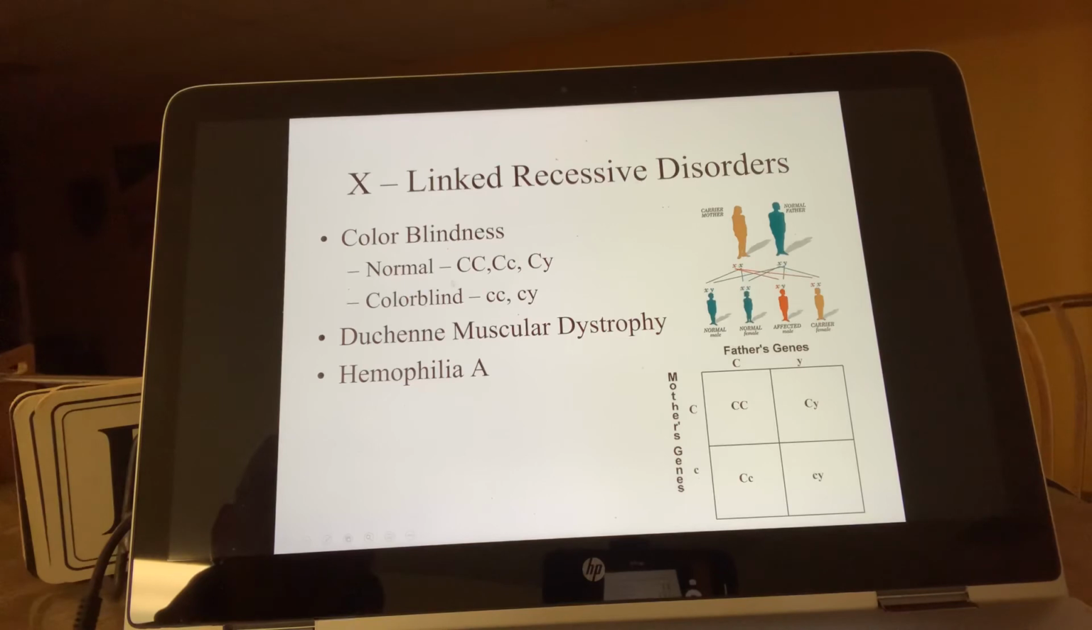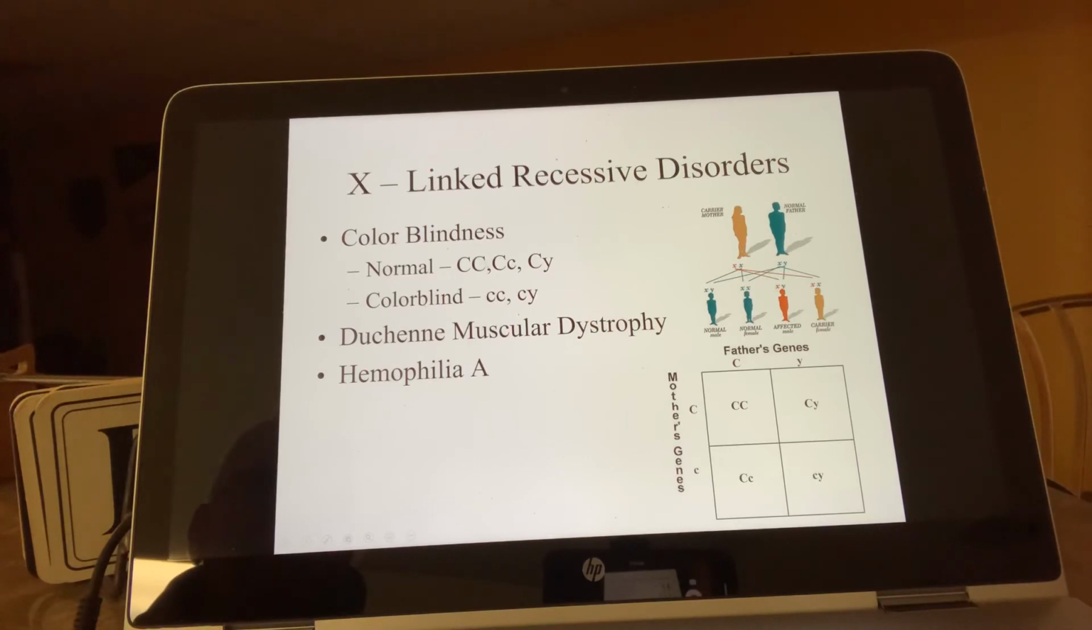if a female does not have color blindness, then her genotype must be, if big C is normal and little c is colorblind, then a normal female is going to be either big C, big C, or big C, little c, because the little c, the diseased allele, is going to be masked by the dominant normal allele. So if the mother is homozygous dominant or heterozygous for these alleles, she will have normal vision. But if she's homozygous recessive, if she has little c, then she will be colorblind.